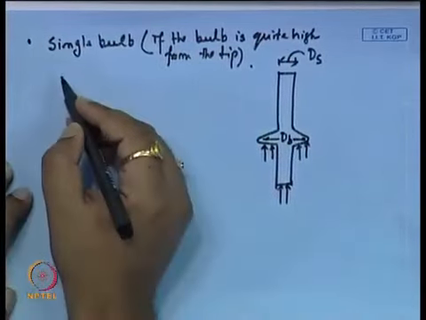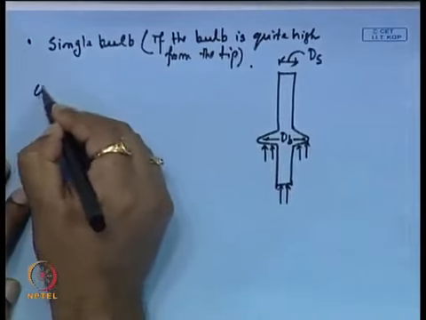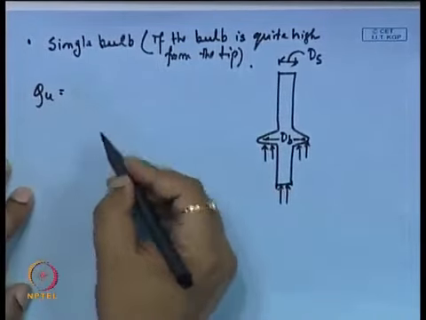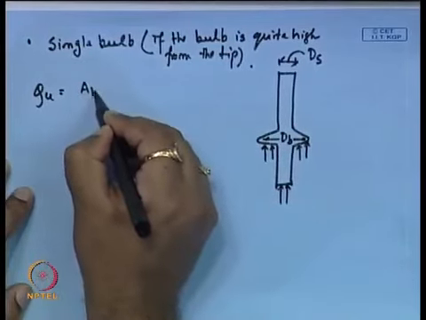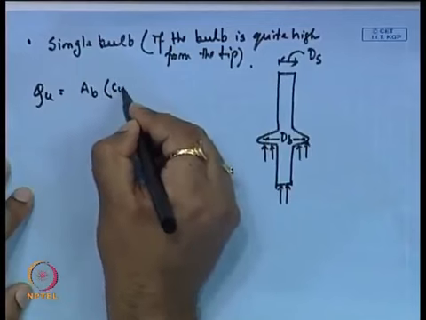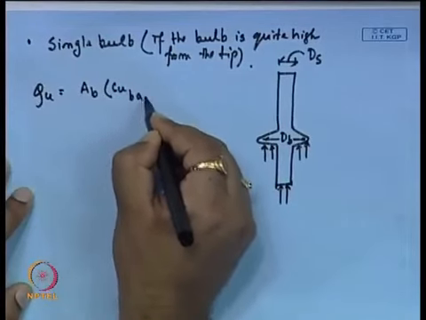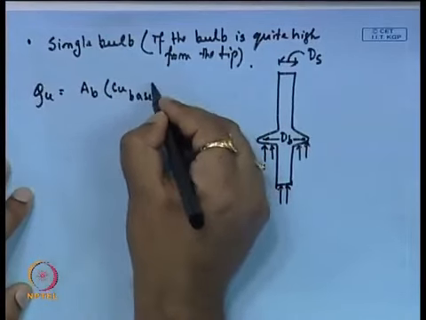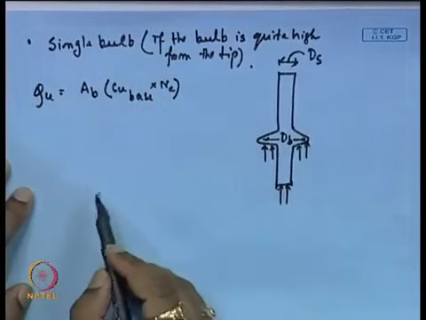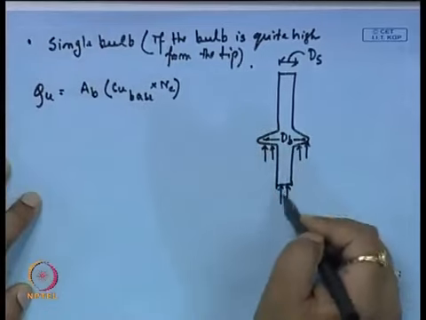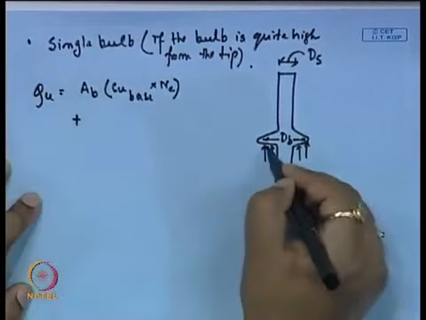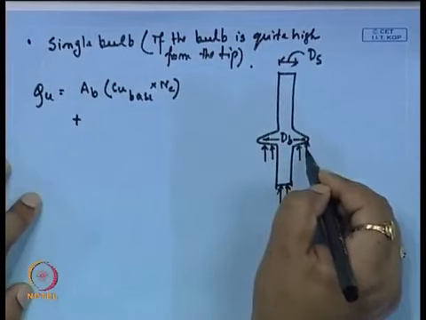Now, in that case, we can write Qu, the ultimate load carrying capacity of that portion. This is Ab, the area of the base, then Cu at the base level into Nc. This is the tip resistance we are getting from the base, then plus we are getting another tip resistance from this enlarged portion.